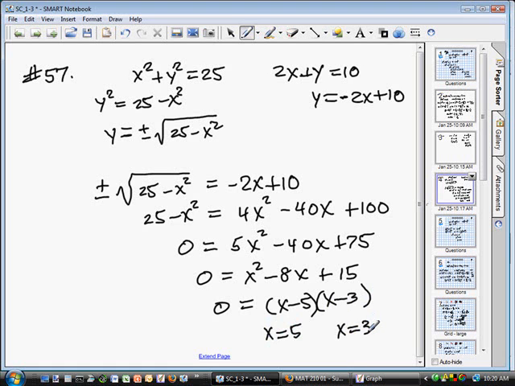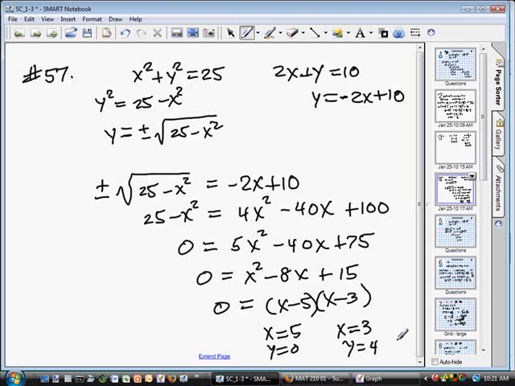Were you supposed to find the y coordinates too? Okay, how do you find the y coordinates? Take whichever equation, and I'd use the linear. It's a lot easier. If x equals 5, what's the y coordinate? Negative 10 plus 10 is 0. So that point's 5 comma 0. And if x is 3, negative 6 plus 10. So according to that, those would be the two ordered pairs.